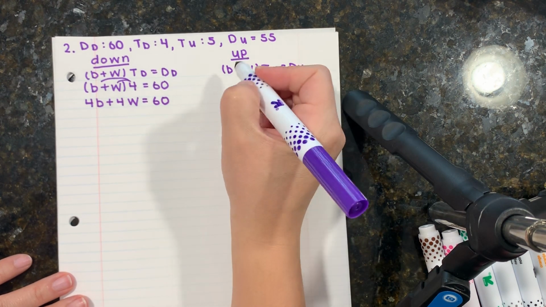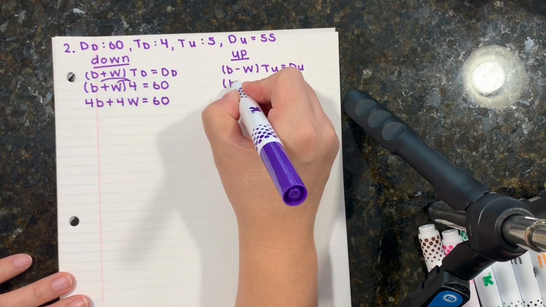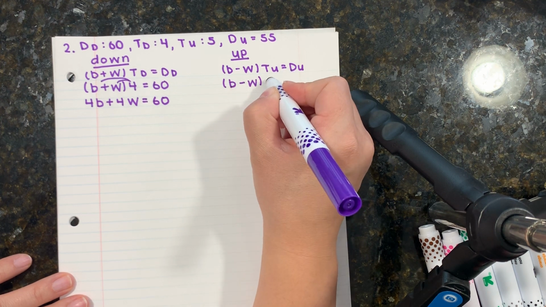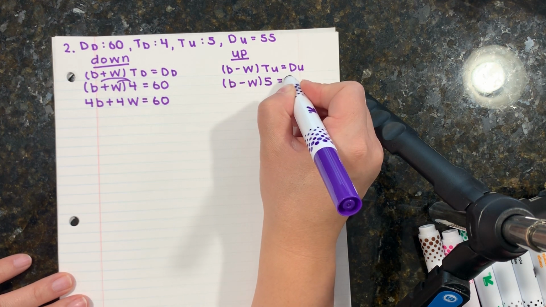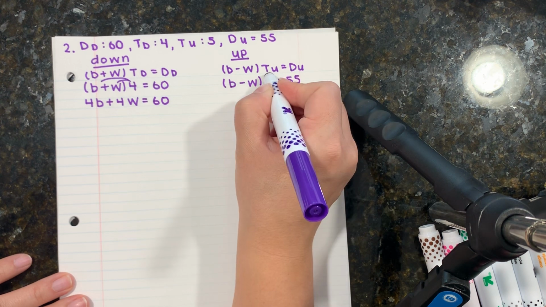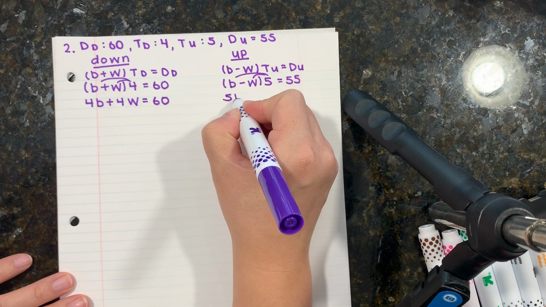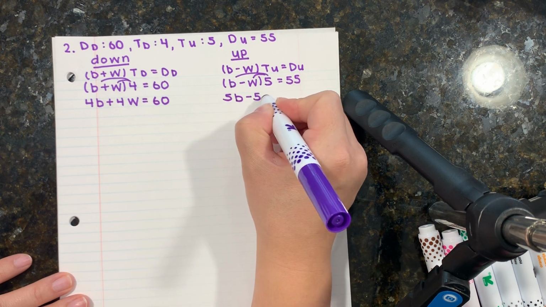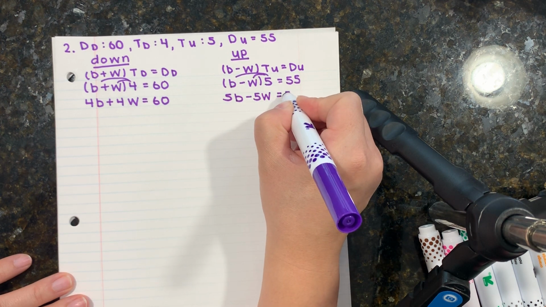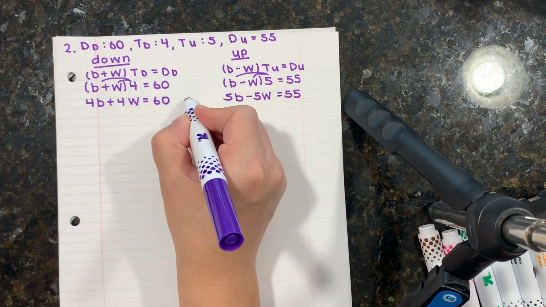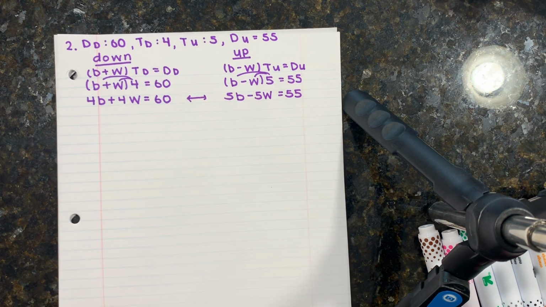Now moving on to my other equation over here. Again, I don't know what B and W are, so you can leave them B and W. I know TU is equal to 5 and DU is equal to 55. So now you're going to distribute your 5. That will give me 5B minus 5W is equal to 55. Now I have 2 equations here containing B and W.